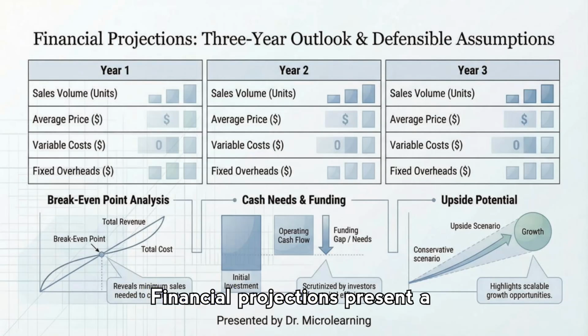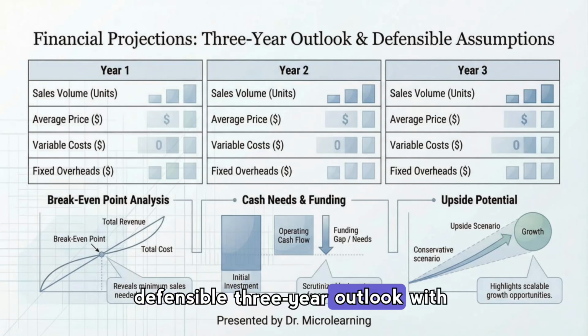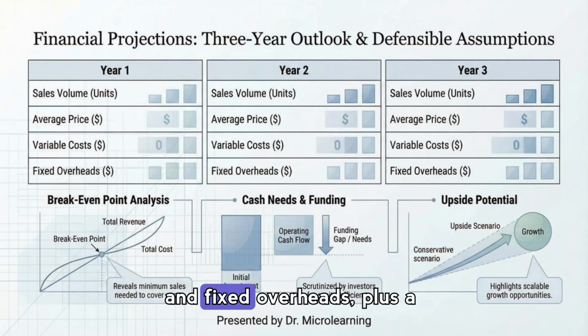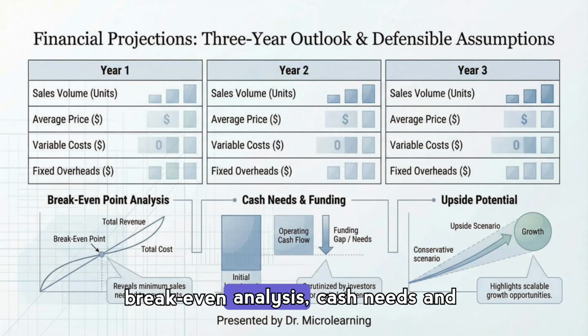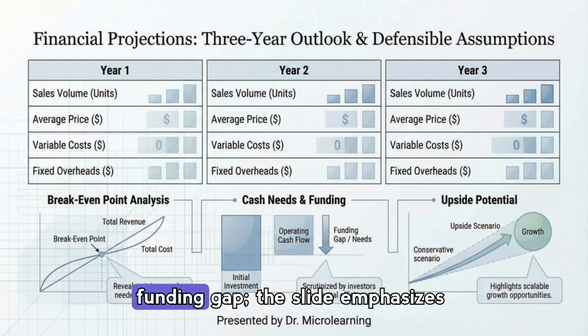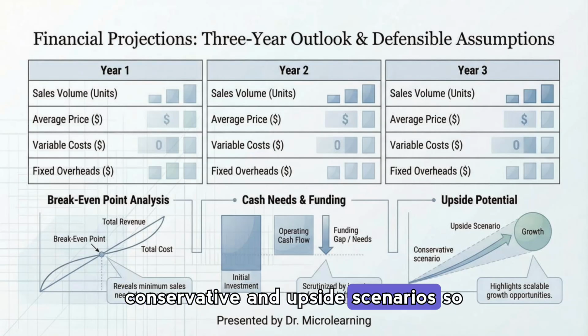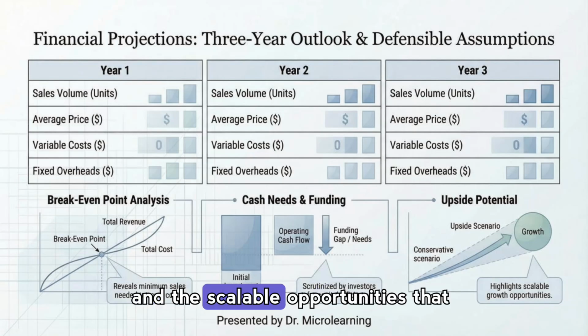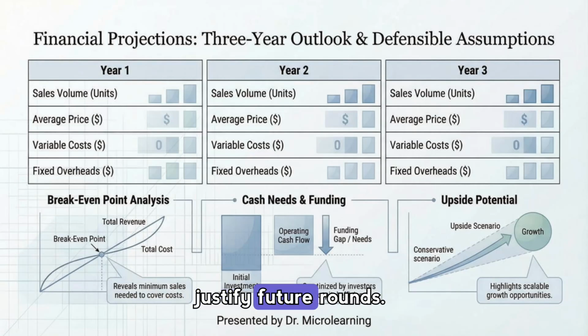Financial projections present a defensible 3-year outlook, with sales volume, pricing, variable costs, and fixed overheads, plus a break-even analysis, cash needs, and funding gap. The slide emphasizes conservative and upside scenarios, so investors can see minimum sales to cover costs, capital requirements, and the scalable opportunities that justify future rounds.